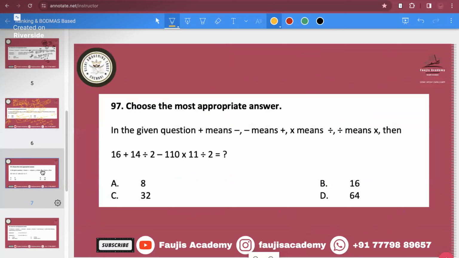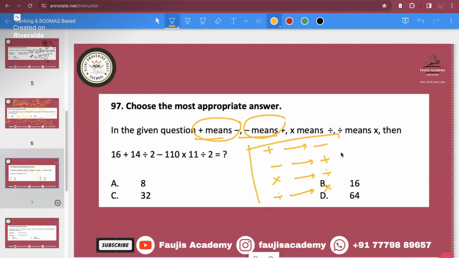Do you want me to solve this? Just replace all that with the given values over here. Plus means minus. Minus means plus. Write it down. Plus has to be exchanged with minus. Minus has to be exchanged with plus. Multiplication has to be exchanged with division. And division has to be exchanged with multiplication. Write it down to avoid confusion.